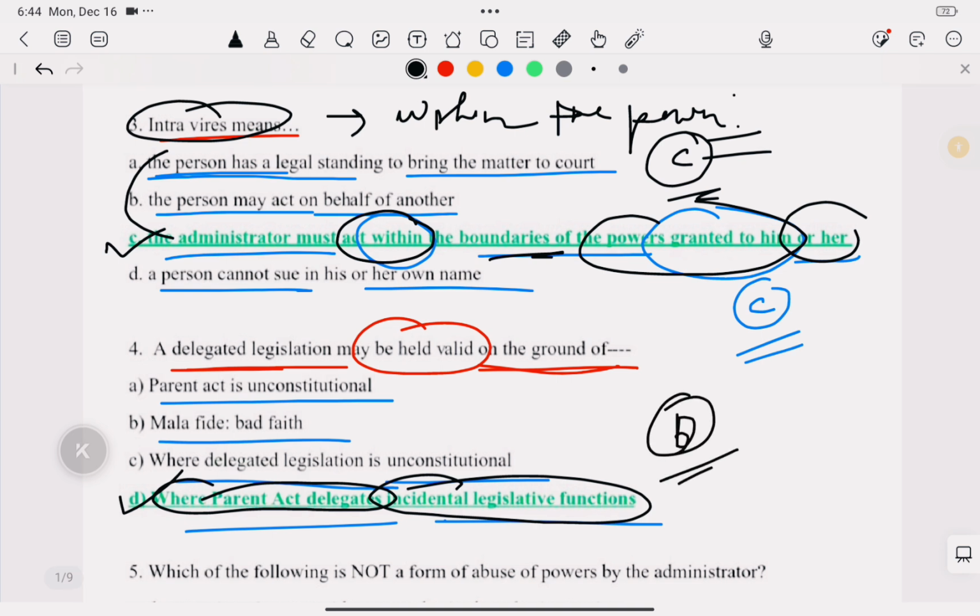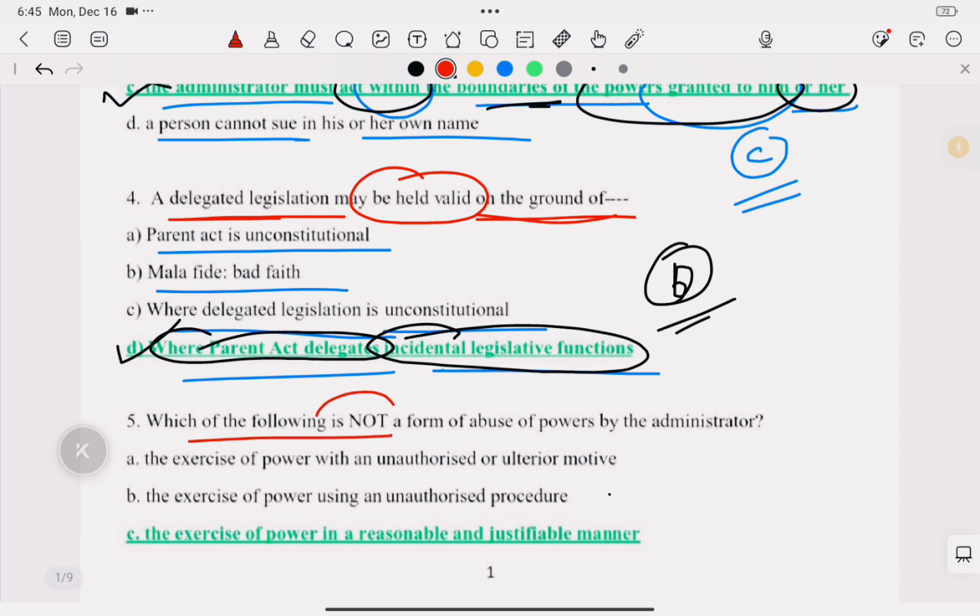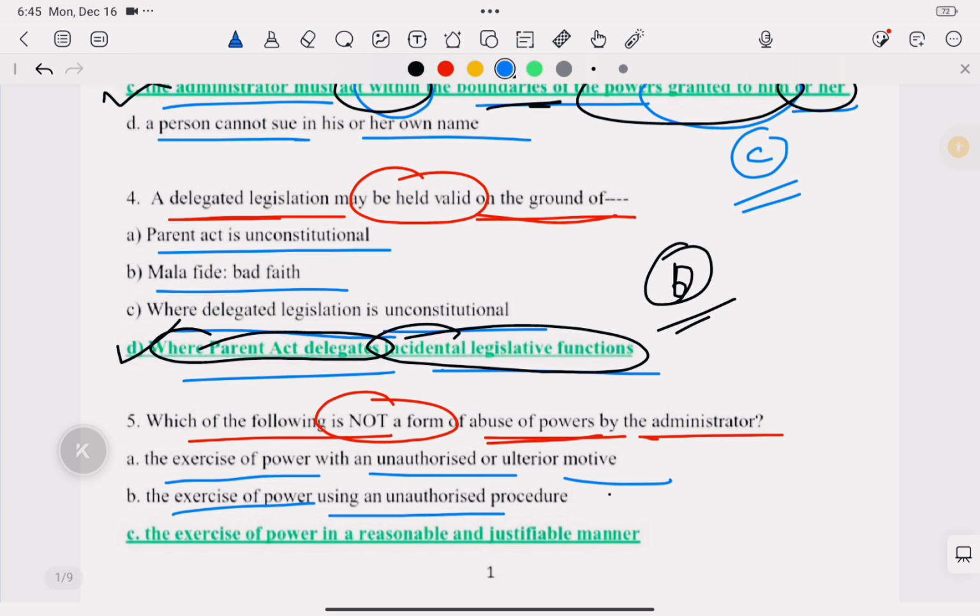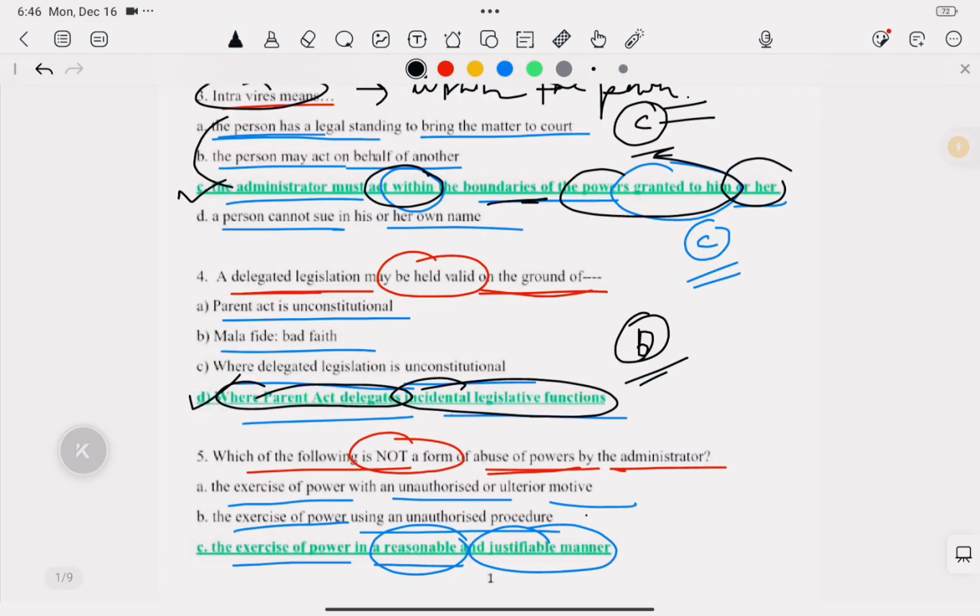So now moving to the next question. Which of the following is not a form of the abuse of powers by the administrator? So let's see the options. Option A, the exercise of power with an unauthorized or ulterior motive; option B, the exercise of power using an unauthorized procedure; option C, the exercise of power in a reasonable and justifiable manner. In this case the correct option would be option C. That means the exercise of power in a reasonable and justifiable manner.